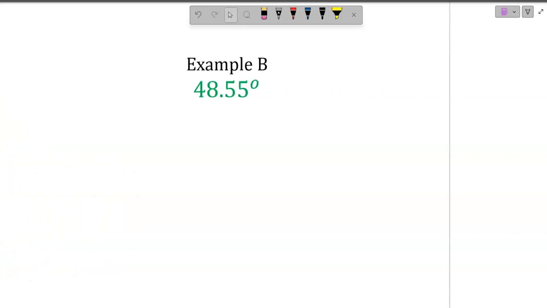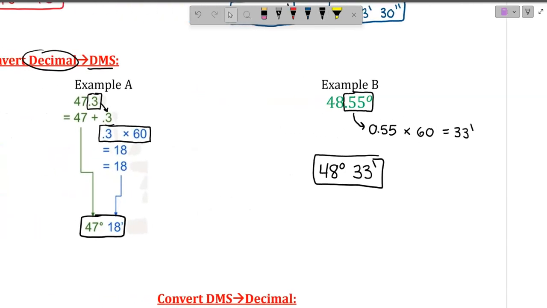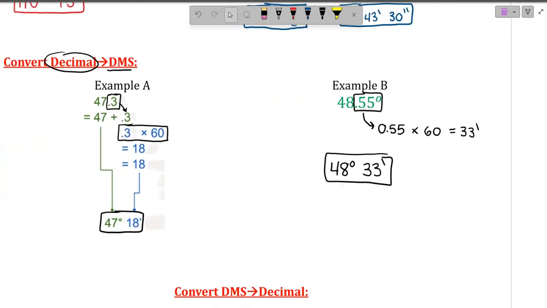So if you want to pause the video and try this yourself, you may certainly do so. If you want to see me work through one, here we go. I'm going to take that 0.55, that decimal amount, and we're going to multiply it by 60 to once again figure out how many minutes we are working with. And the answer to that is equivalent to 33 minutes. So the degrees and minutes notation for this would be 48 degrees and 33 minutes. So that's moving from decimal notation to degrees, minutes, and seconds format.